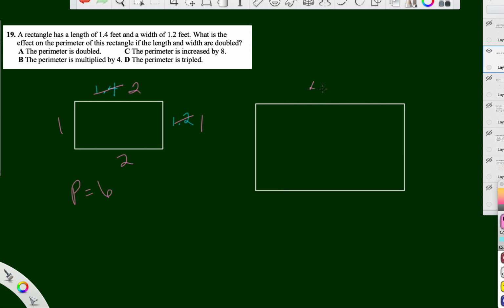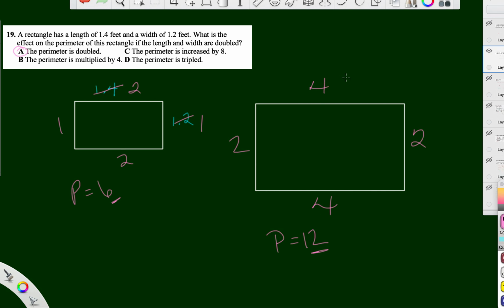Okay, well, let's double our sides. 2 doubled is 4. 1 doubled is 2. And we can just draw the rest of it in because we said we had a rectangle. So 4 plus 2 is 6, plus 4 is 10, plus 2 is 12. Our perimeter is 12. Well, what happened to the size? It just doubled. When we doubled the size, we doubled the perimeter. And we say that perimeter is doubled.